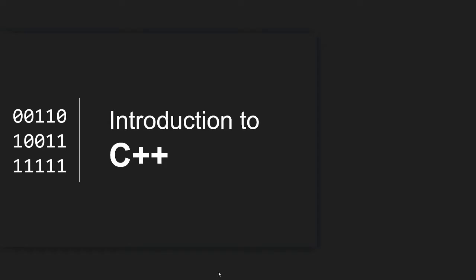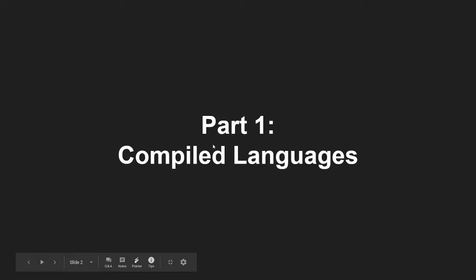And we're going to be talking about C++ today, which is another programming language like Python. Well, actually, it's different from Python, but we're going to be talking about it today. First, we're going to be going through some theory though, and that's what compiled languages are.